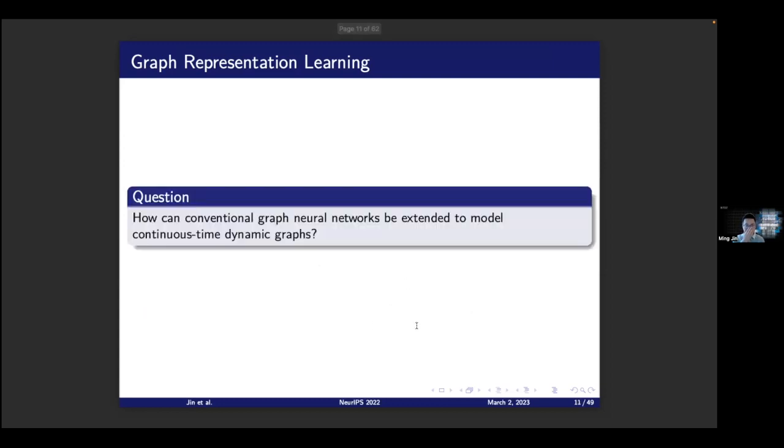But given the examples on static graphs, a common question, especially in our community, is: how can conventional graph neural networks be extended to model continuous time dynamic graphs? That is the question that many recent advances in dynamic graph learning try to answer.